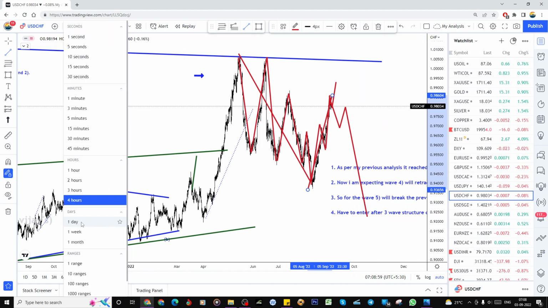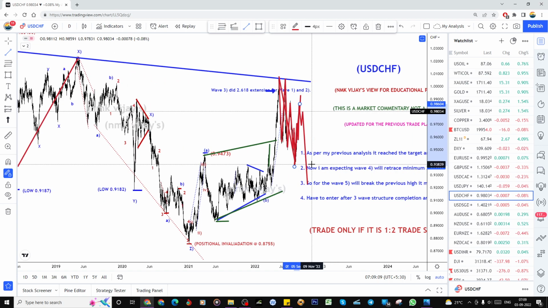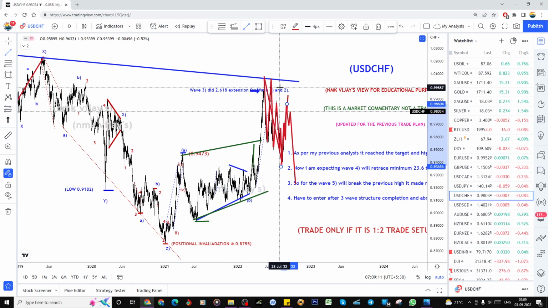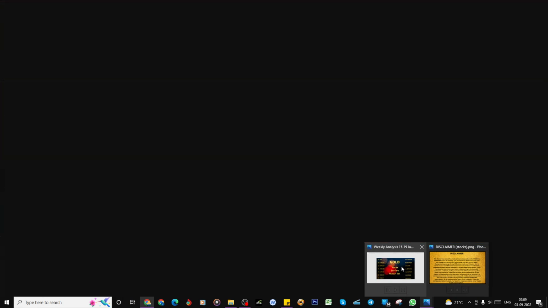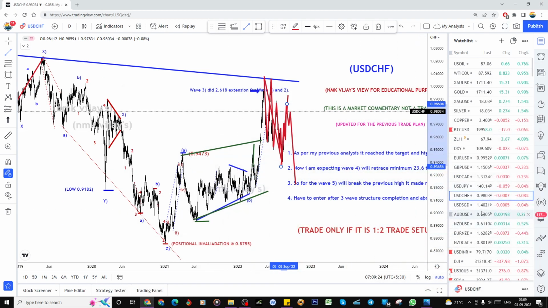If you need a bigger picture for this USD CHF, go through the positional analysis for 2022 that I shared in January or December last week, I think. Go through that, and I have already explained it very well in the past video also, before the 50 days I shared. So the next pair we can see is the USD JPY, the Euro New Zealand, the cross currencies.